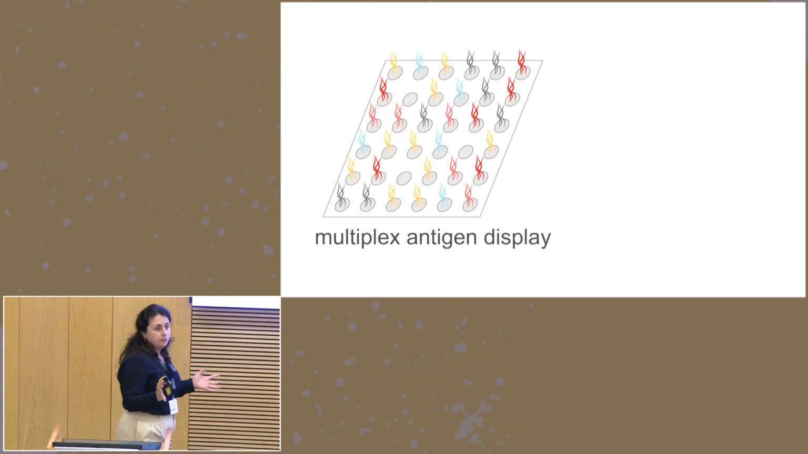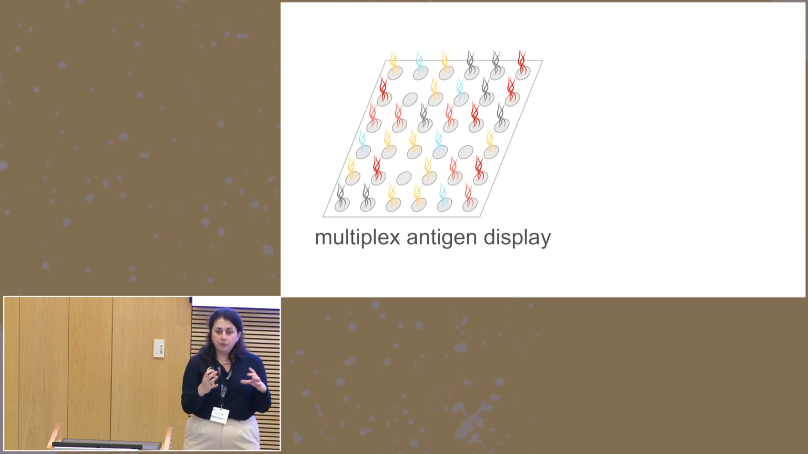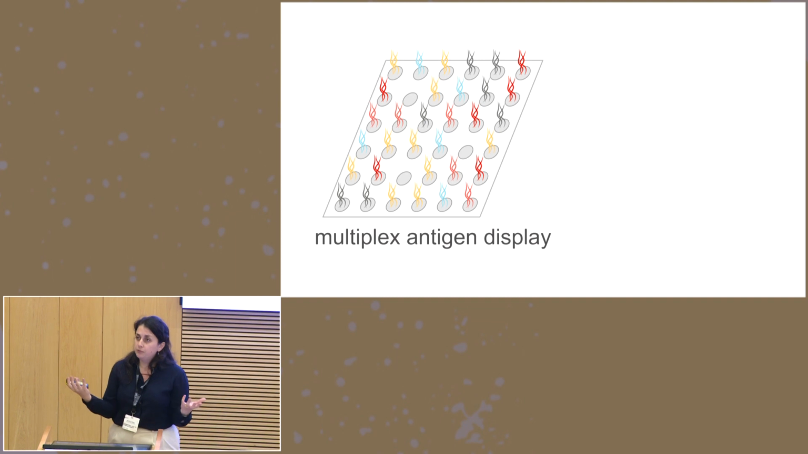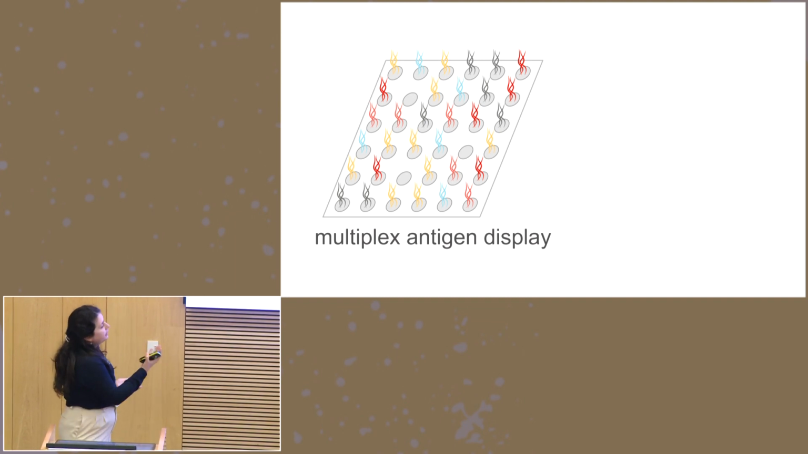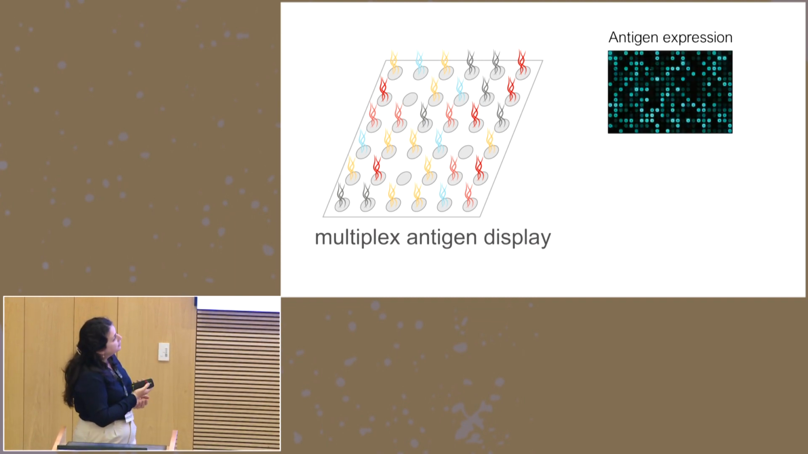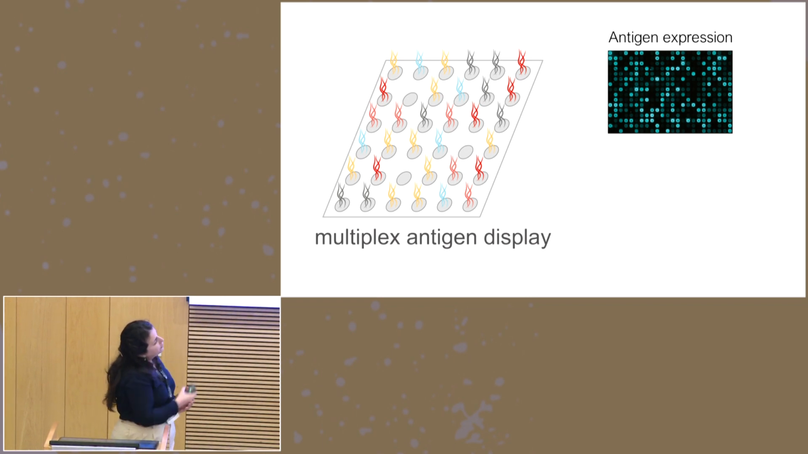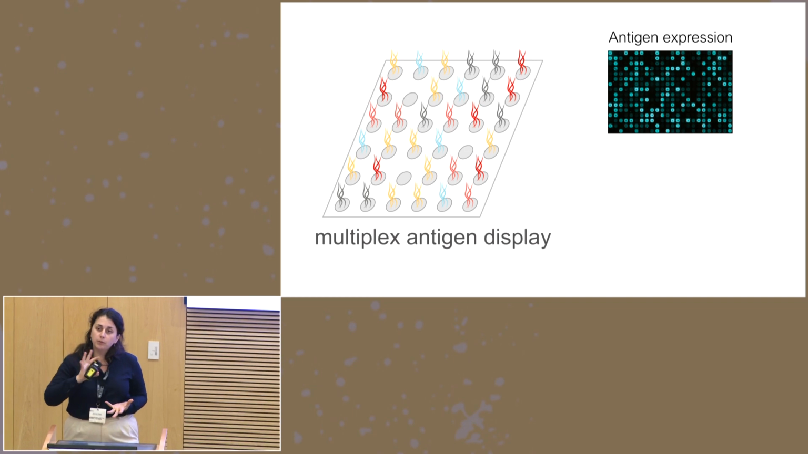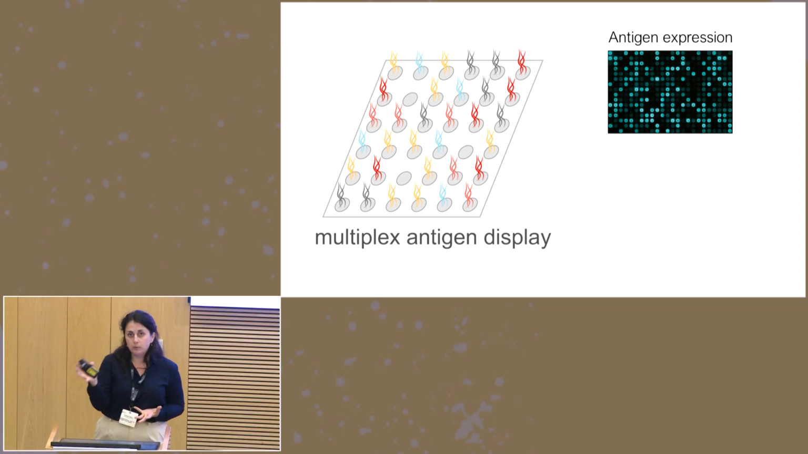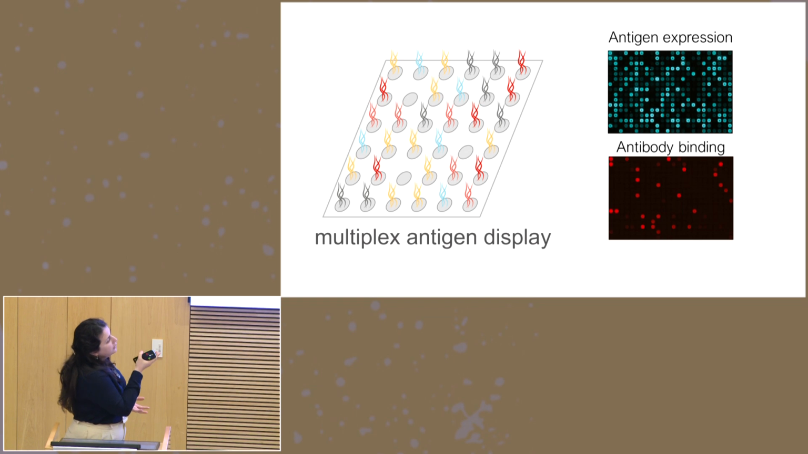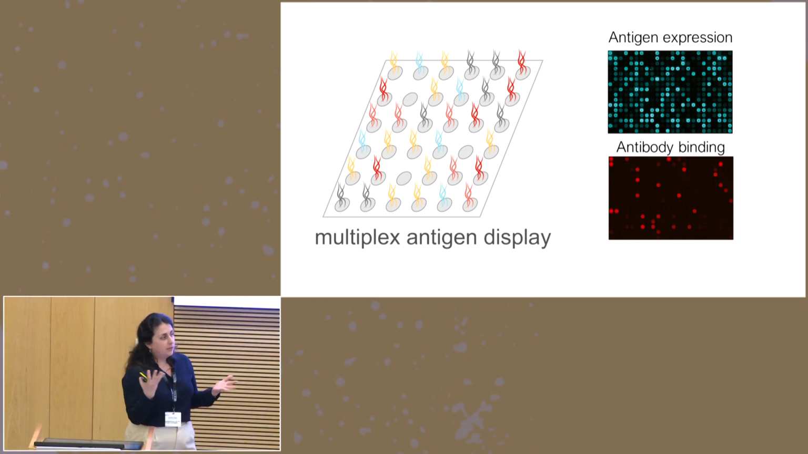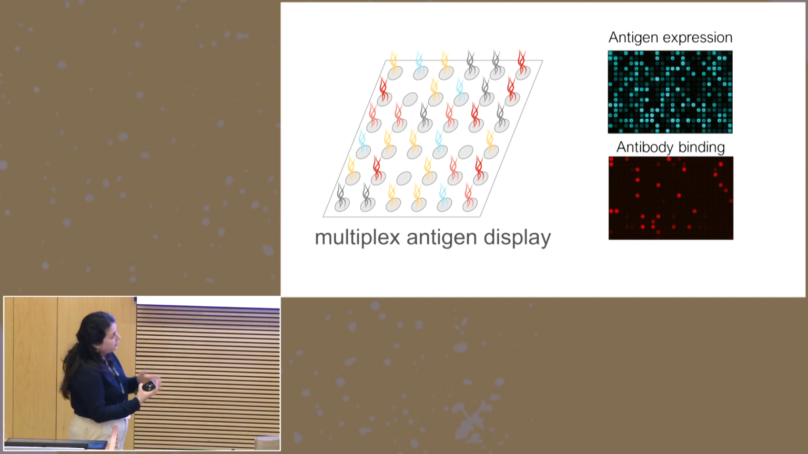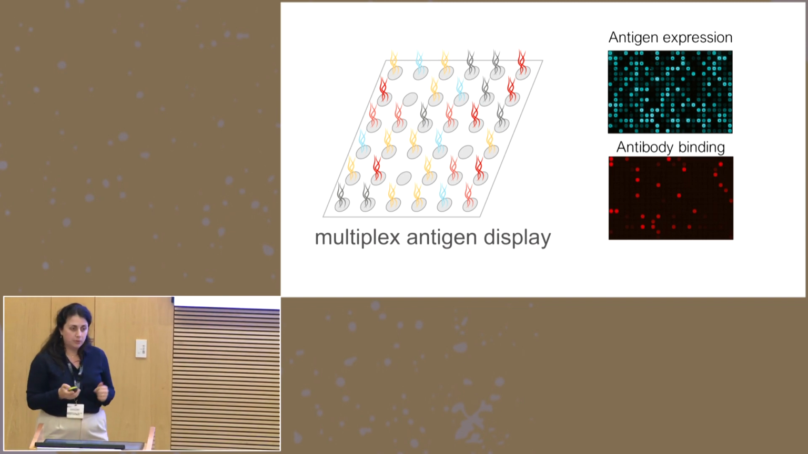We can do this in a multiplex fashion, so we build chips that have 384 of those single compartments, and each of them can express and display a different antigen. So we can display an array of antigens, express them. So you see a diverse antigen expression in blue here, and then we come with an antibody sample, and we check which antigen this antibody can recognize and which it can't. The antibody we're detecting with a secondary fluorescently labeled antibody, so that gives you a red fluorescent signal. And you can see some wells are bound, some wells are not bound.